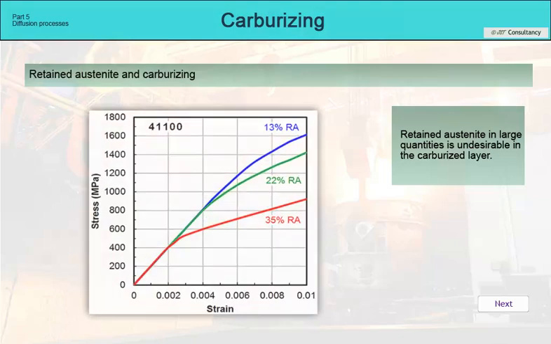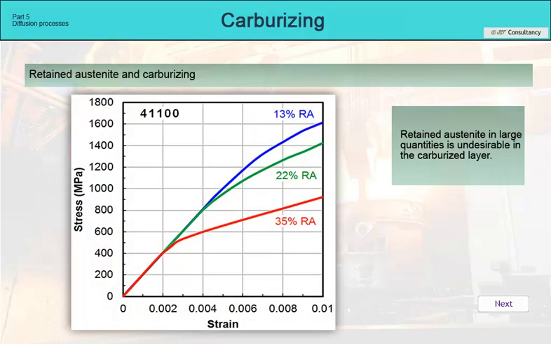Here we can see how the residual austenite affects our mechanical properties. Tensile stress is plotted on the vertical axis, proportional elongation on the horizontal axis. The graph shows that with a residual austenite content of 35%, the yield strength drops to 50% of the original value. This can already be critical for some applications.